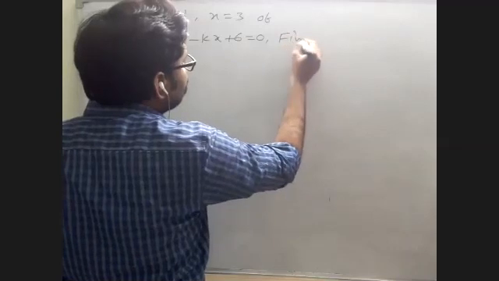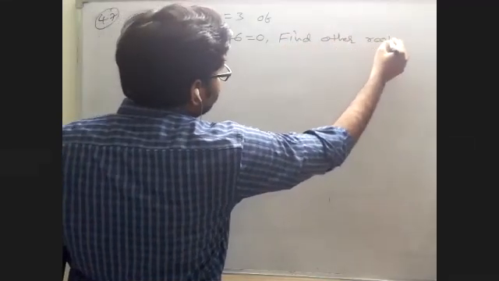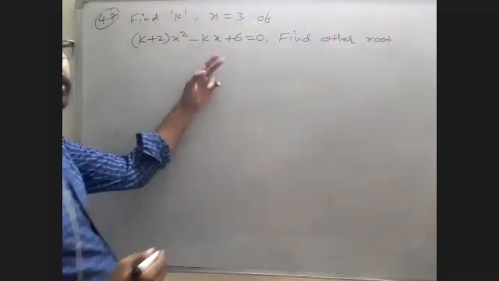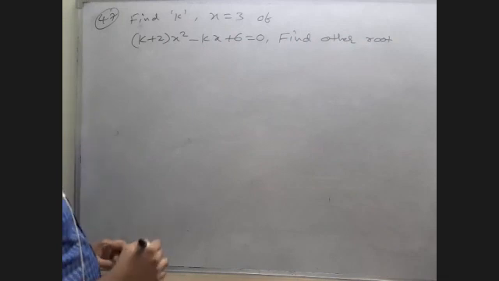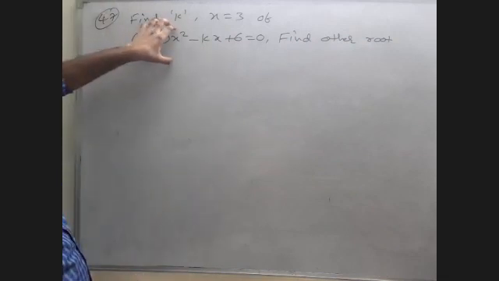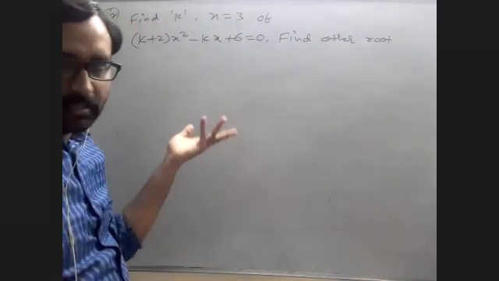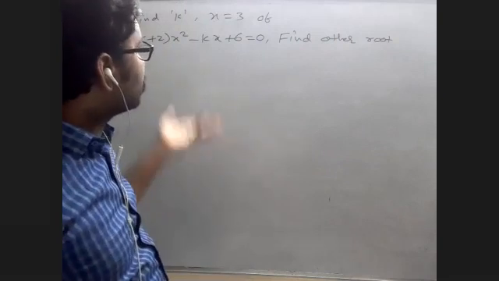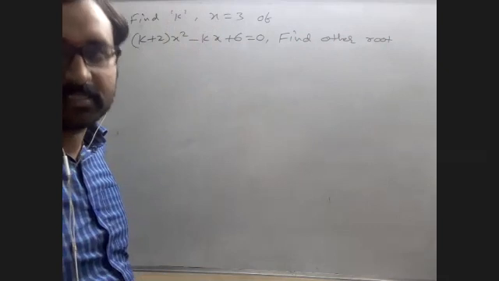Find the other root also. Find the other root of this quadratic equation. Right, listen. This is a quadratic equation. For this quadratic equation, x equal to 3 is a root. It is clearly mentioning that x equal to 3 is one root of this quadratic equation. Then what is the value of k is asked.